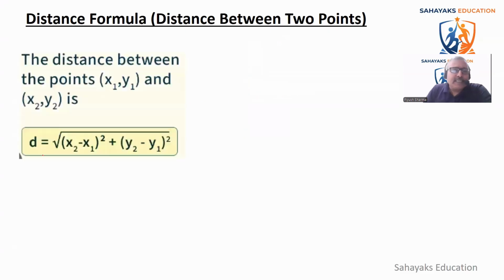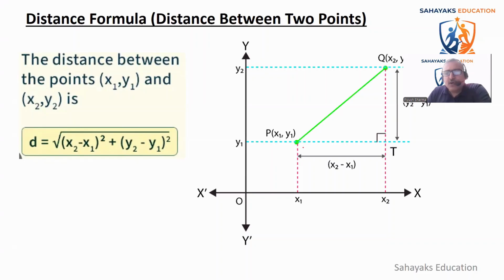Okay, the formula says d is equal to the square root of (x2 minus x1) whole square plus (y2 minus y1) whole square. Some people can cram it, but it is not very difficult to remember. Once you have done some 10-15 questions, you'll remember this formula by heart. Anyways, I'll explain how this formula is arrived at.